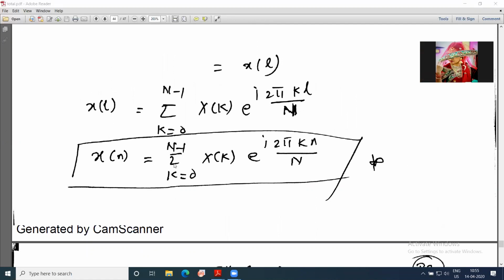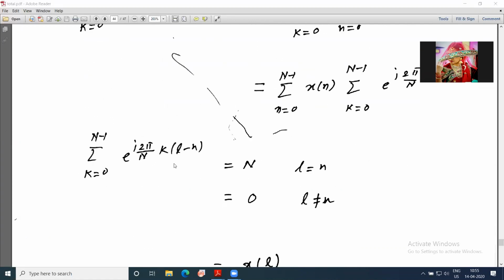Agreed? Now, this assumption that I have made, that the sum over k equal to 0 to n minus 1 of e to the power j 2 pi by n, k into l minus n, is equal to n for l equal to n, and is equal to 0 for l not equal to n. Do you agree with that, or do you require an explanation? Please explain why it is 0 when l is not equal to n.